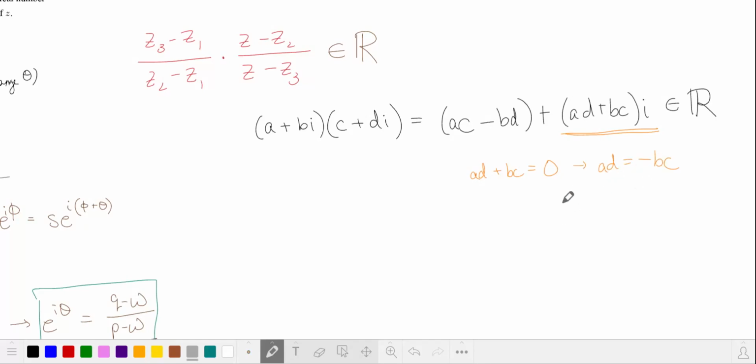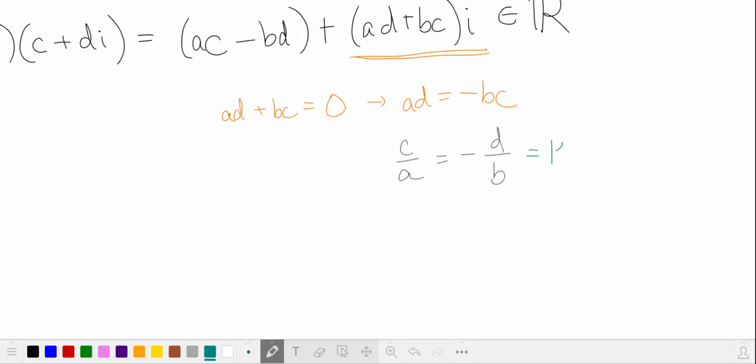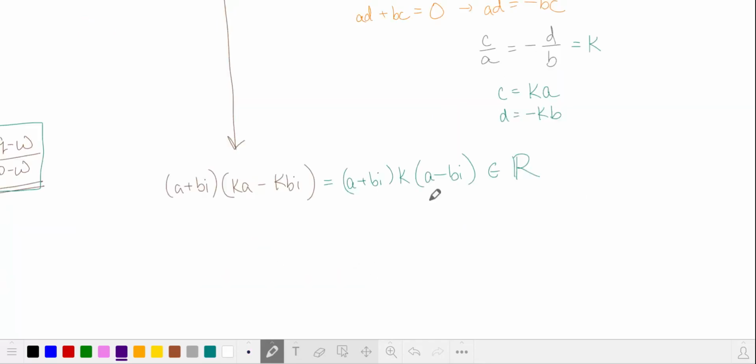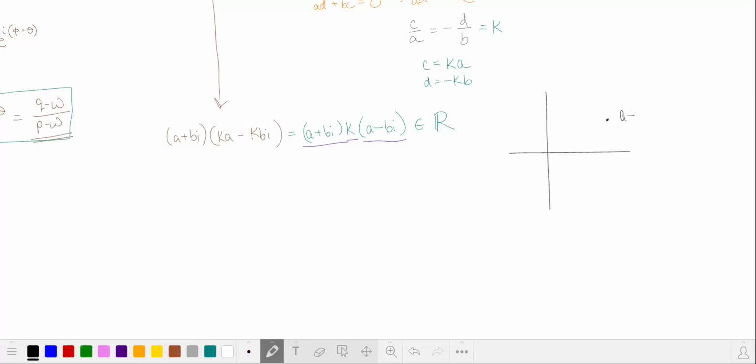Let's divide this by A and B. We'll make these ratios equal to a constant K. So C is K times A and D is minus K times B. We'll substitute in for this product and factor out the K. So if we take any complex number and multiply it by a scalar multiple of its conjugate, we'll get a real number. So if this is our original complex number with an angle theta, then some multiple of its conjugate with an angle of negative theta, the product of these two complex numbers will be real, which means their angles will be opposites. It might be easier, though, if we can think about them having the same argument.